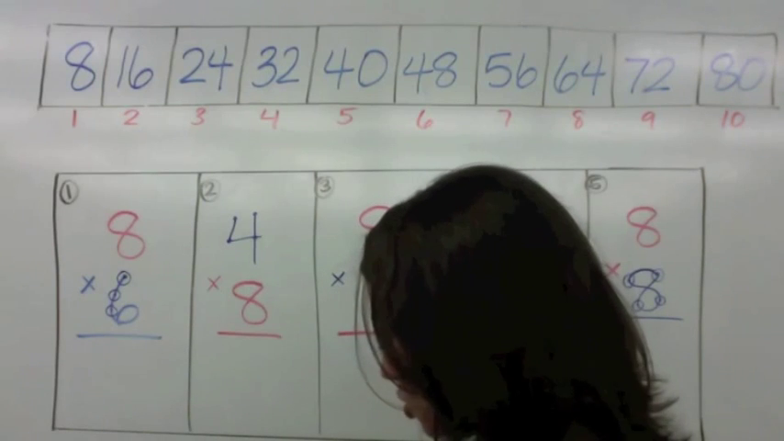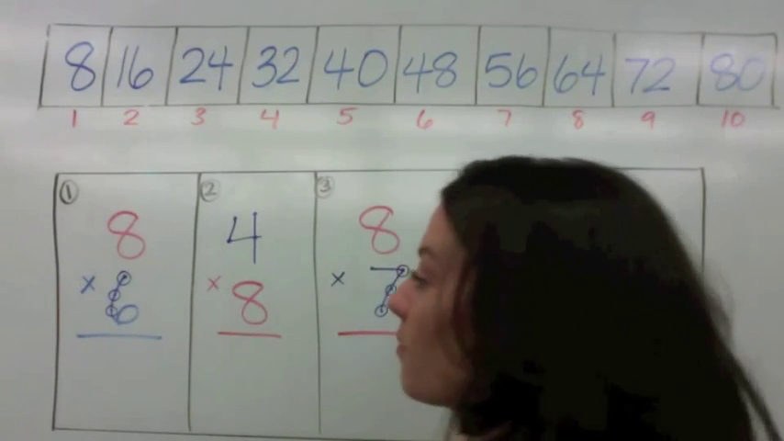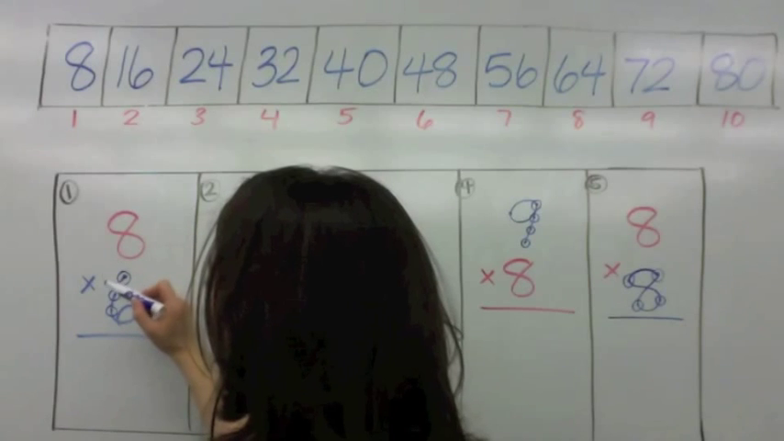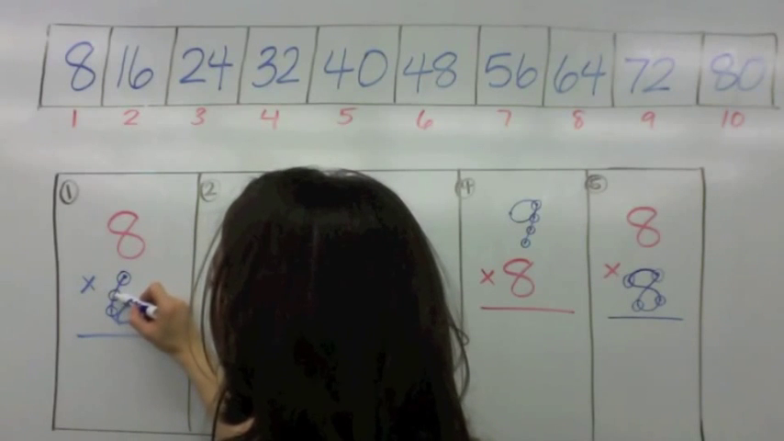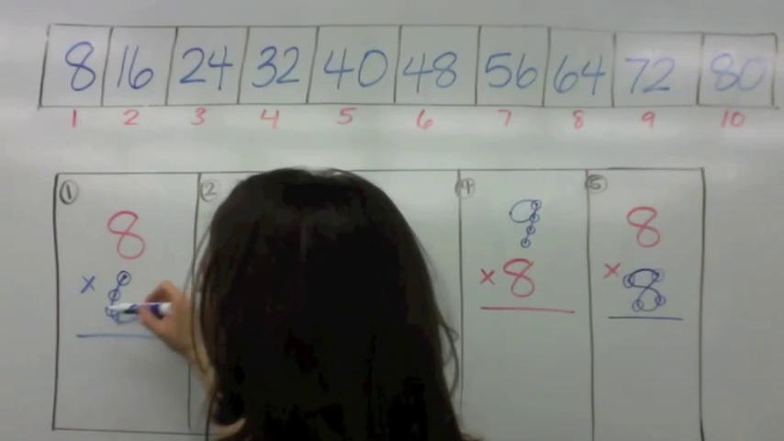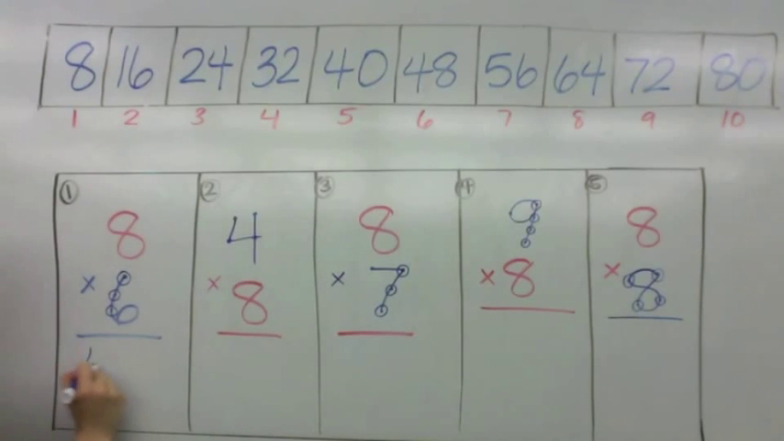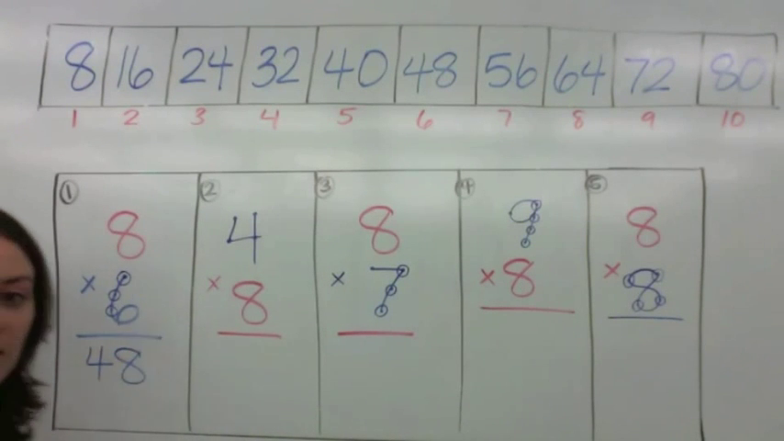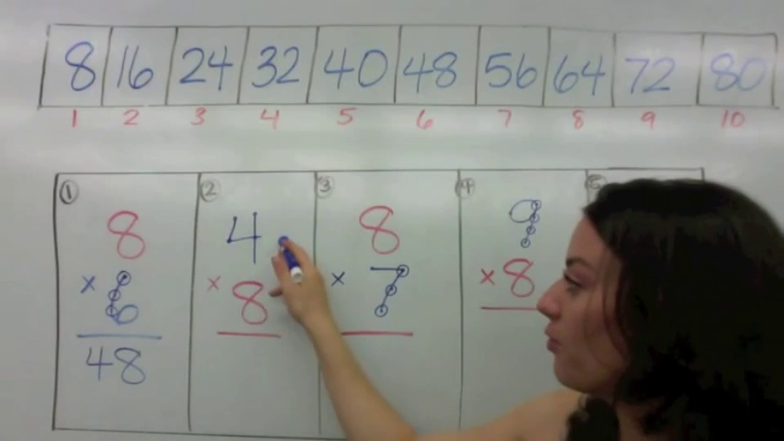But let's use the touch dots and sing the song. Ready? Sing it with me. It goes like this. 8, 16, 24, 32, 40, 48. So what's 8 times 6? 48. Very good, okay?